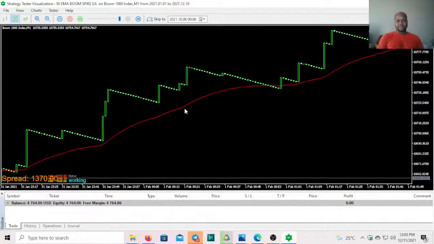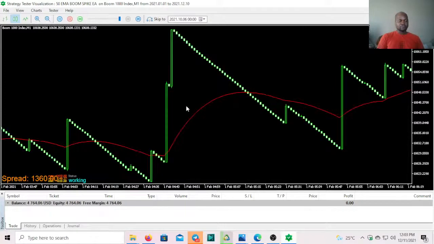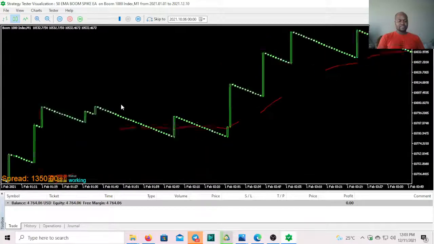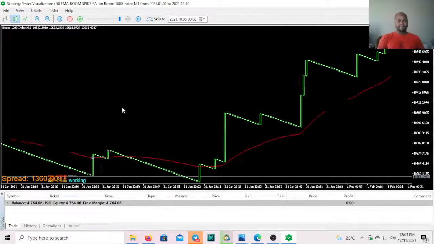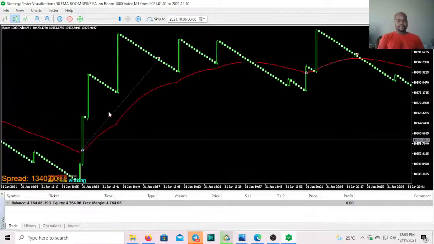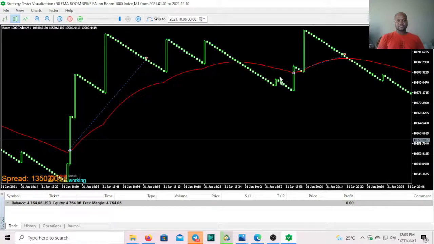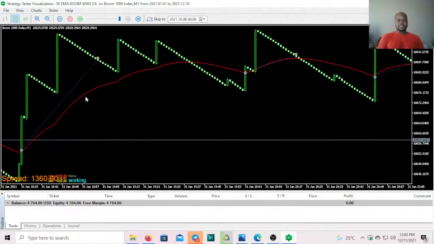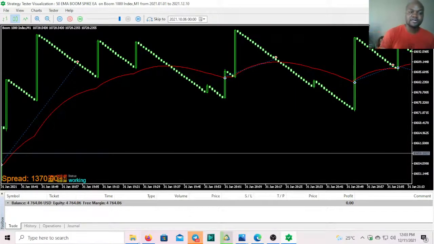Let's go back. So it's self-automated. You'll be doing nothing. You see, it opened a buy once the moving average crossed the 50. Once the spike crossed the 50 exponential, it closed its trade there. So you can adjust the trailing stop, the stop loss, and the take profit.